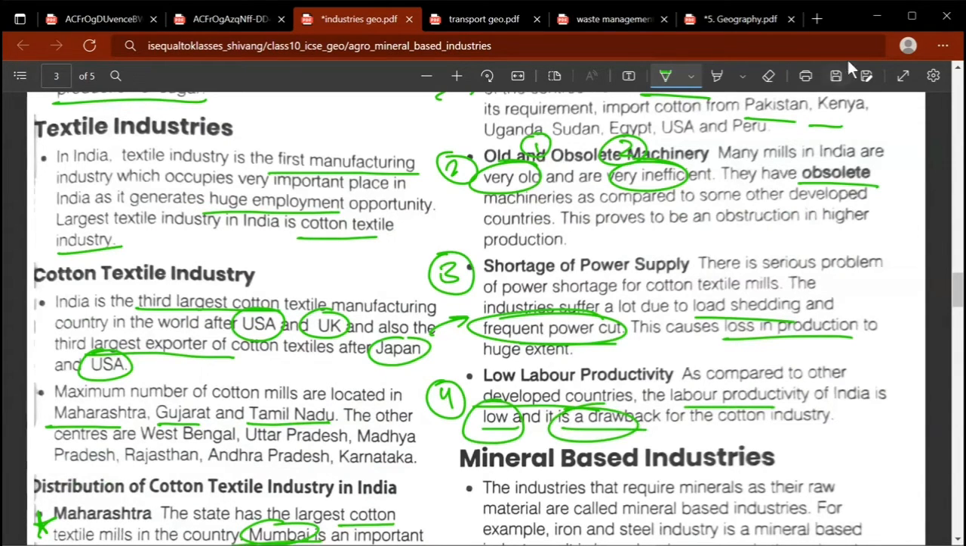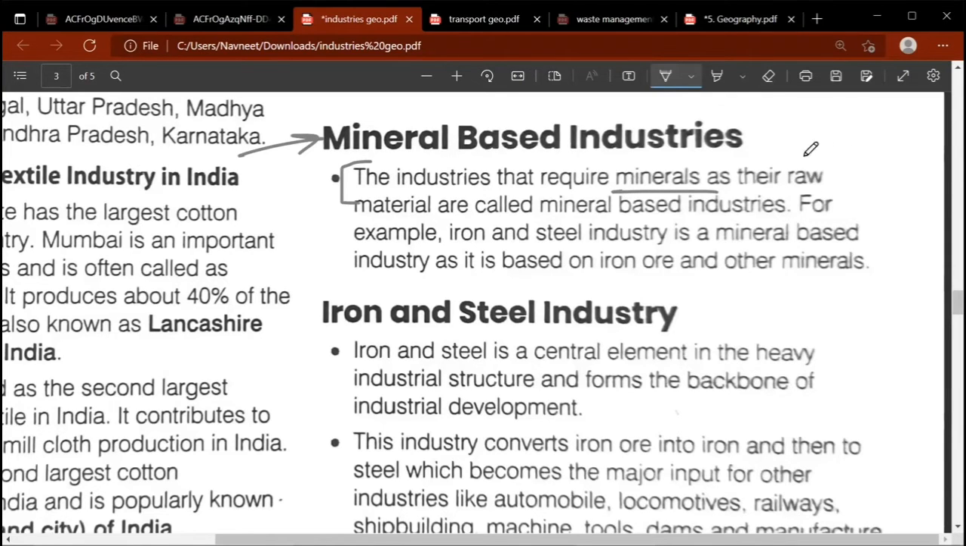Industries that require minerals as their raw material are called mineral-based industries. So this is the basic definition of mineral-based industries. For example, the iron and steel industry is a mineral-based industry as it is based on iron ore and other minerals.